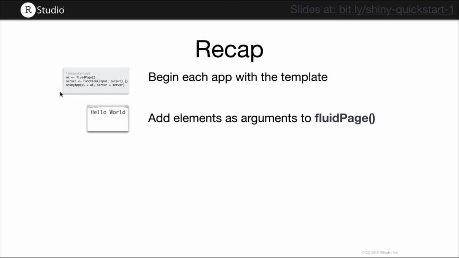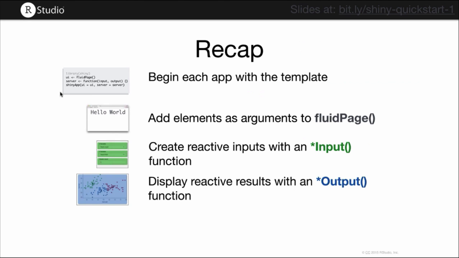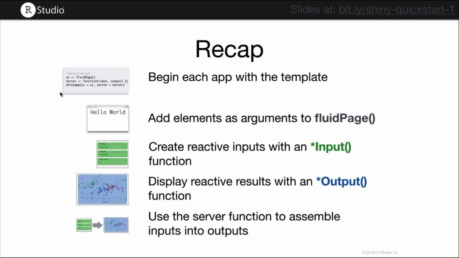Second, add elements to your app by passing them as arguments to the fluidPage function. Third, create reactive inputs with an input function. And fourth, create reactive outputs with an output function. And then finally, we're going to use the server function to assemble inputs into outputs. So let's take a look at that.